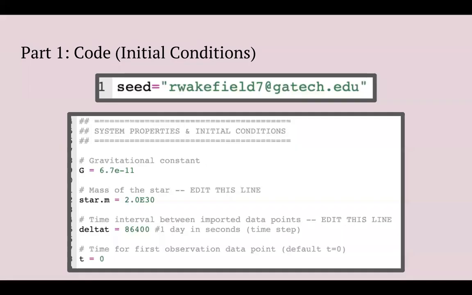Here are the initial conditions for part one. I entered my email to generate a unique star trajectory. The gravitational constant, the mass of the star, delta t, and the number of seconds in a day were all given.